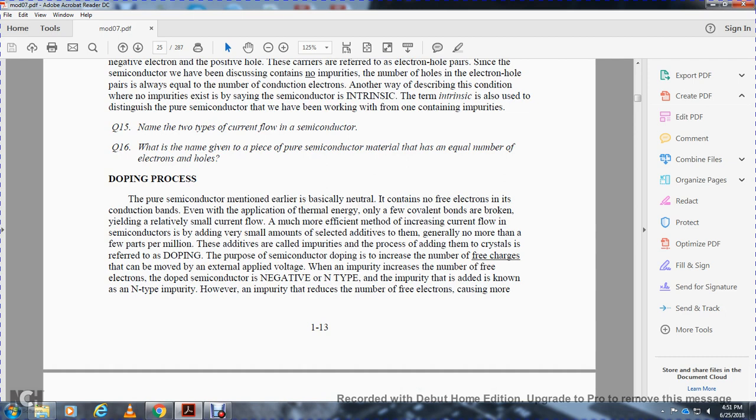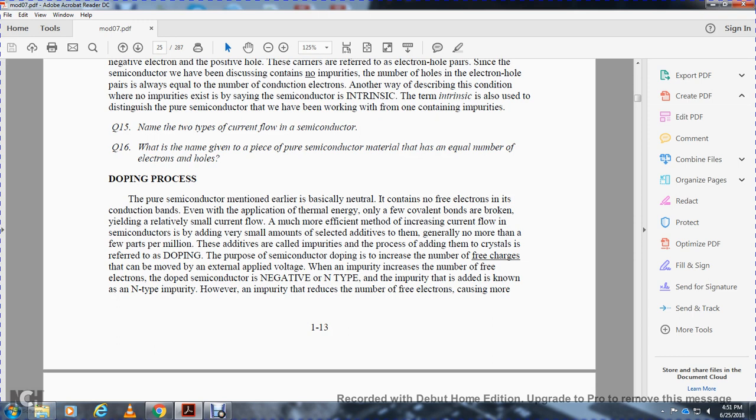More current flow can be obtained in semiconductors by adding very small amounts of selected additives, generally no more than a few parts per million. The additives are called impurities. The process of adding them to the crystals is referred to as doping. The purpose of semiconductor doping is to increase the number of free charges that can move under an externally applied voltage.